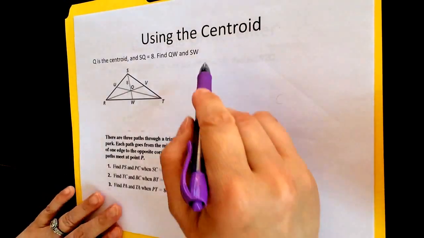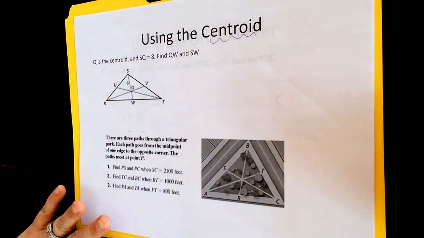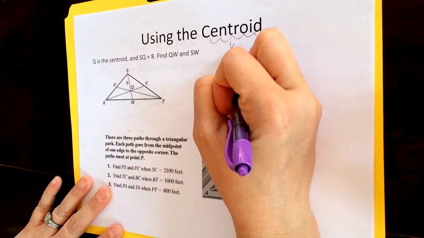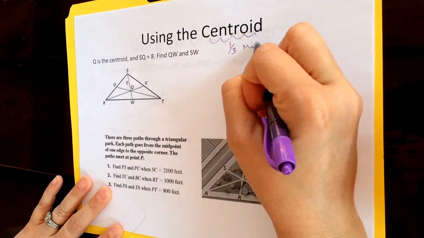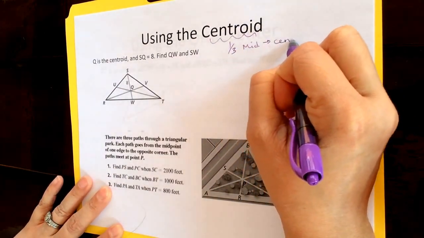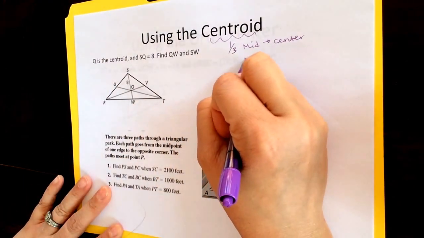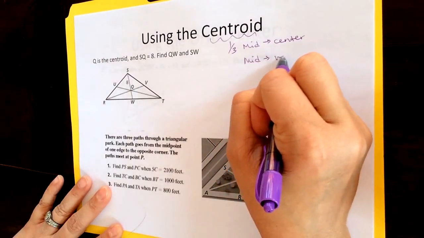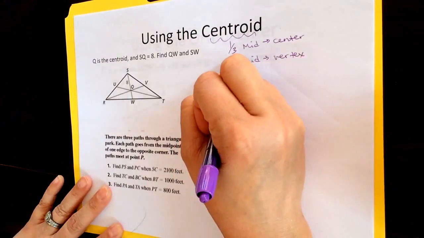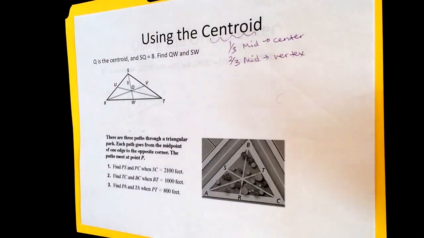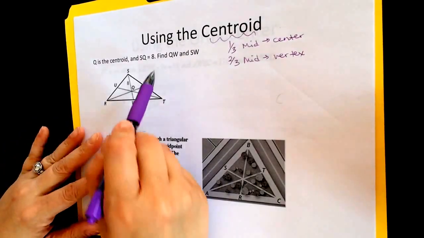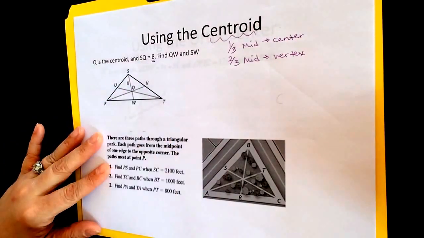Okay, so here we're using the property of the centroid. Remember, the property of the centroid is that from the midpoint to the center will be 1/3 of the whole median. From the vertex to the center will be 2/3 of your entire median length. Okay, so they tell me S to Q is 8.